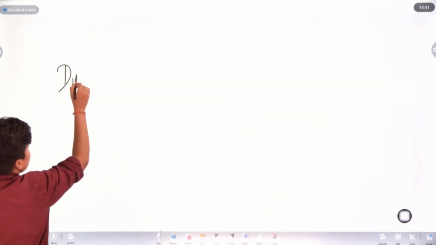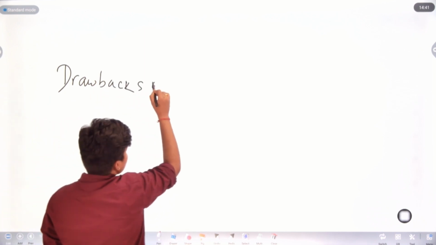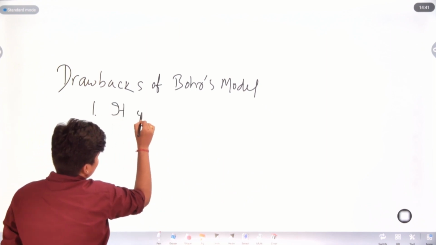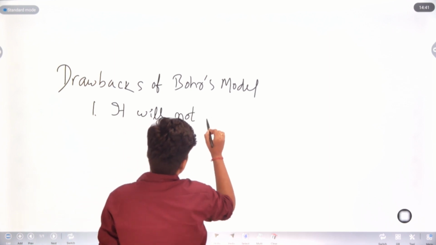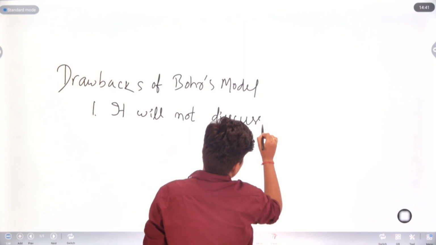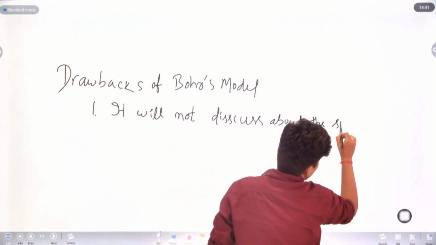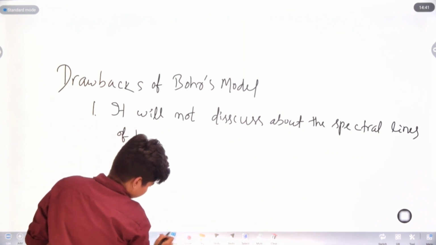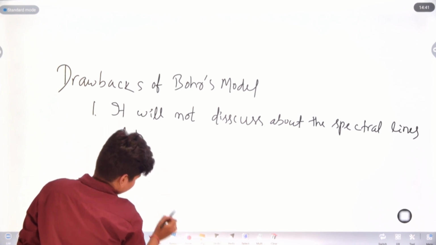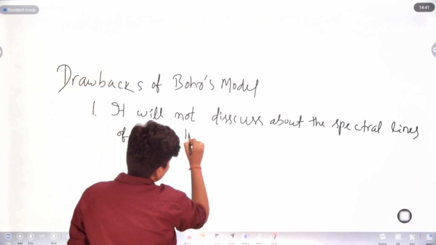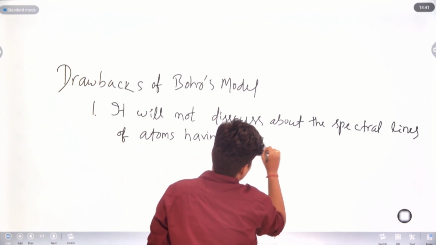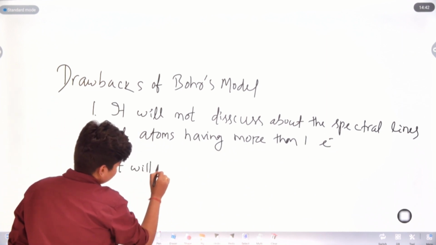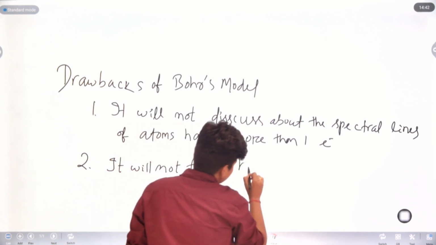What are the drawbacks of Bohr's model? The first one is that it does not discuss the spectral lines of atoms having more than one electron. And the second drawback is that it does not fulfill the Heisenberg uncertainty principle.